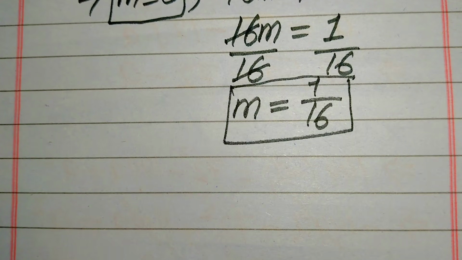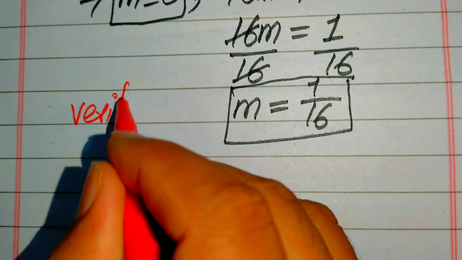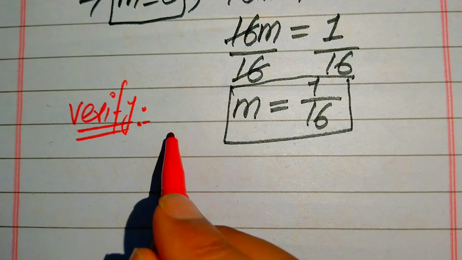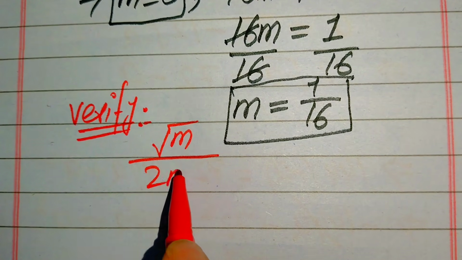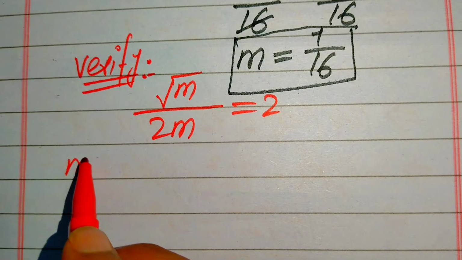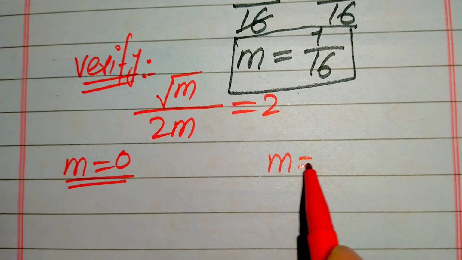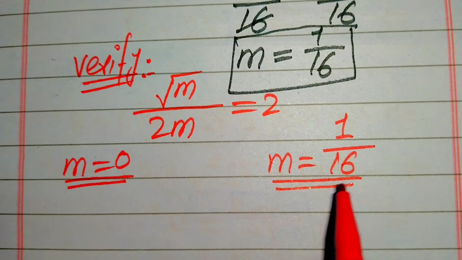And now in the next step, we need to verify whether these two roots are solutions, or whether they are extraneous roots. For verification, we need to copy down the given question statement. Here it is: square root of m divided by 2m equals 2. On this side we will verify m equals 0, and on this side we will verify m equals 1 over 16.